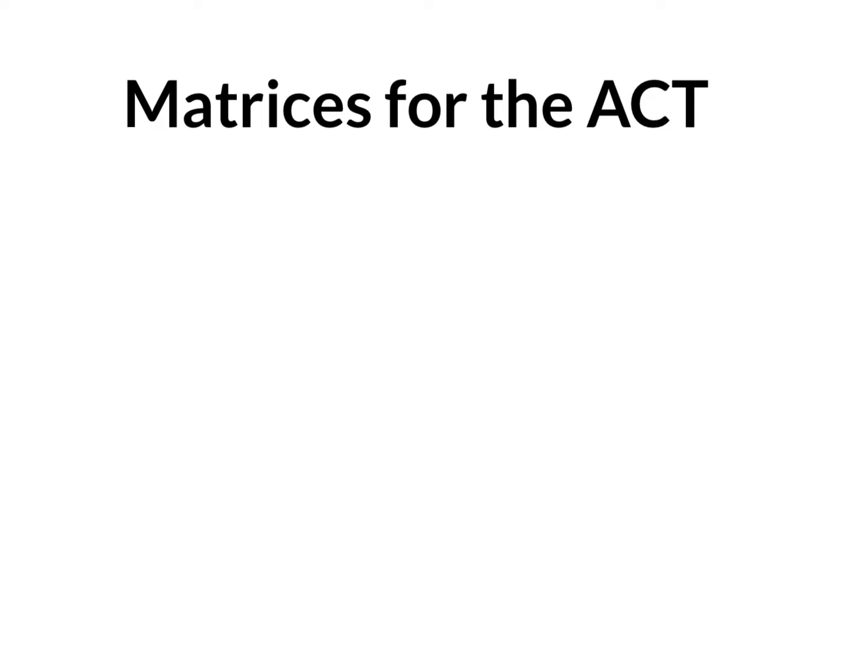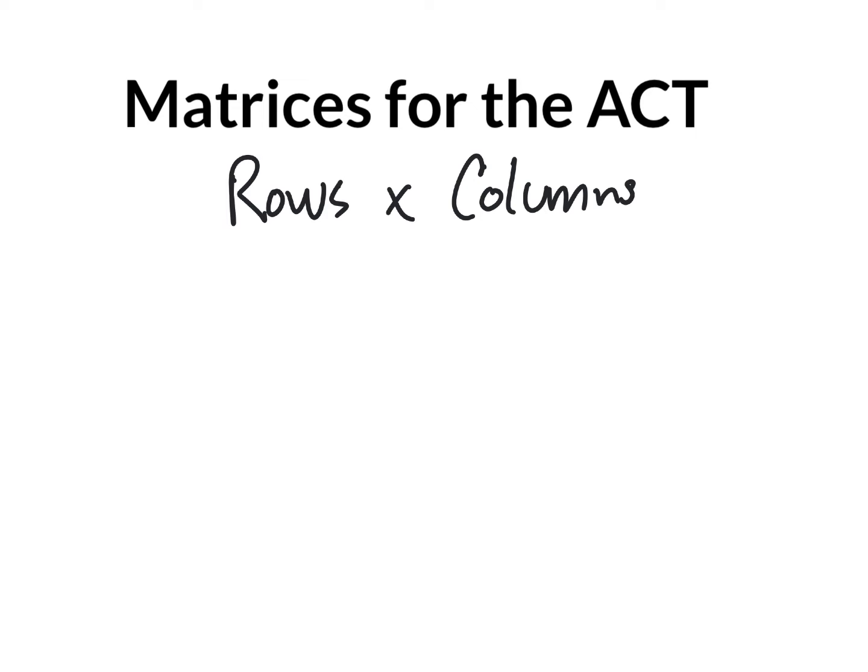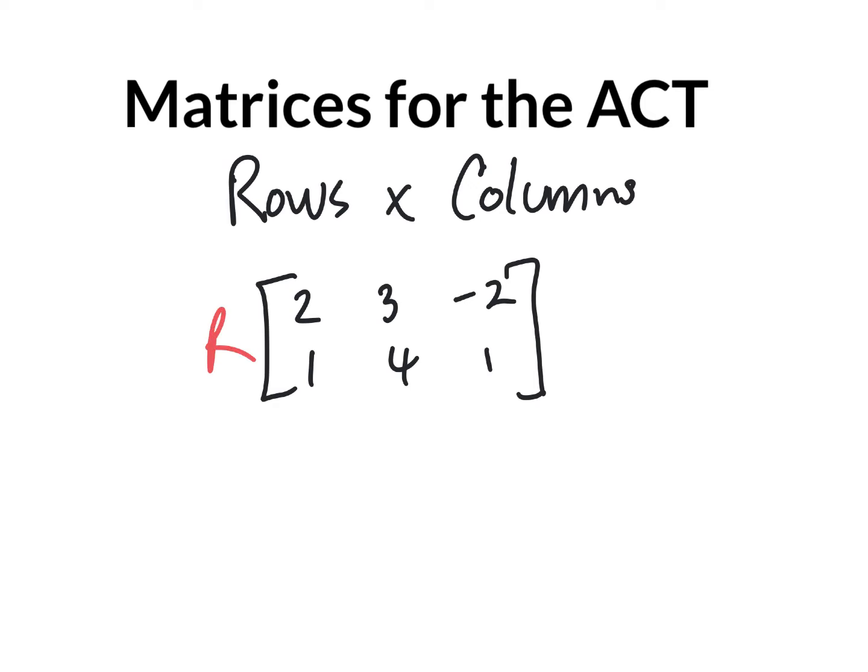All right, first thing we need to know about matrices is how to describe them. We describe them by the number of rows and the number of columns. So, if a matrix looks like this, we say that this has 2 rows. Rows are over here. It has 3 columns, so we call it a 2 by 3 matrix. Okay, so that's the first thing.